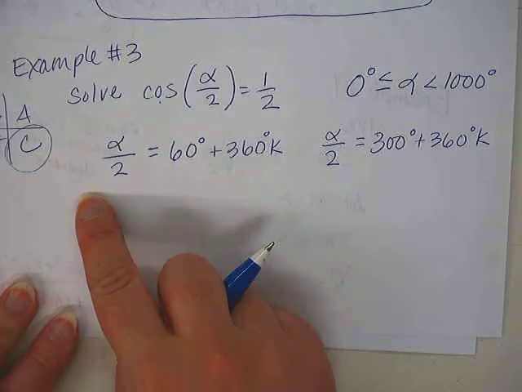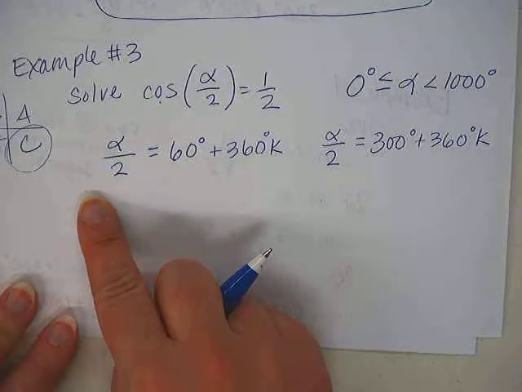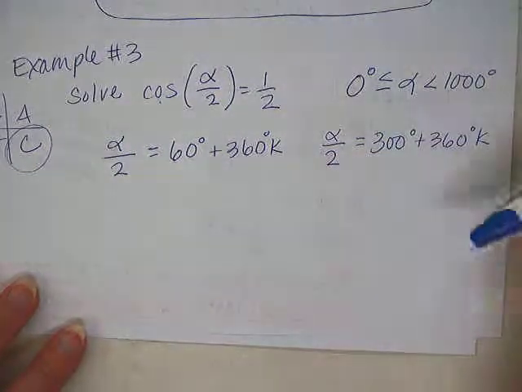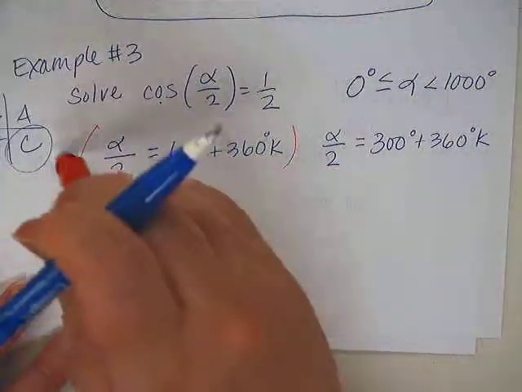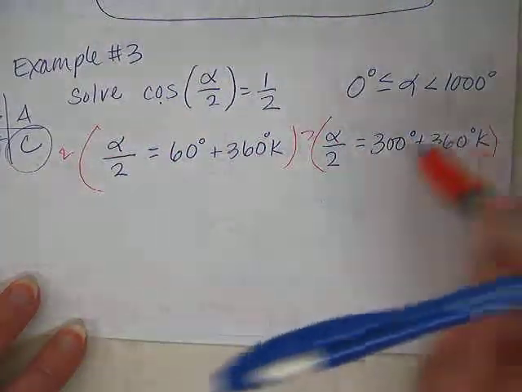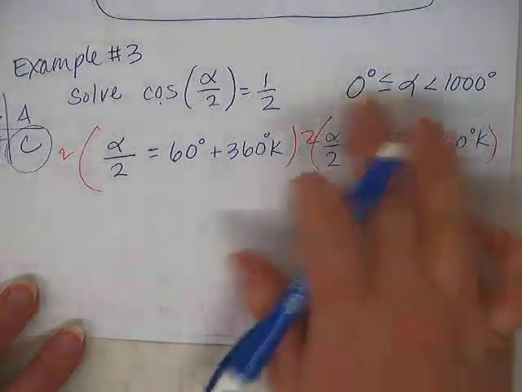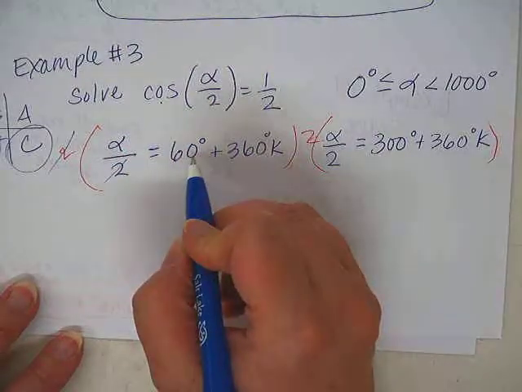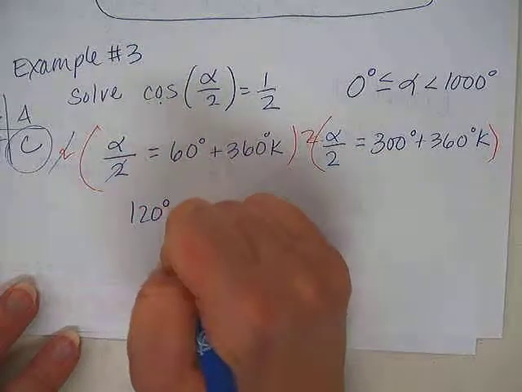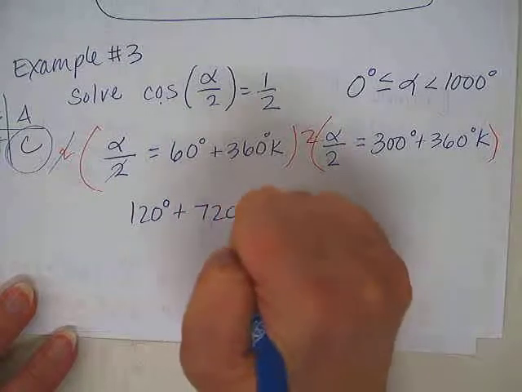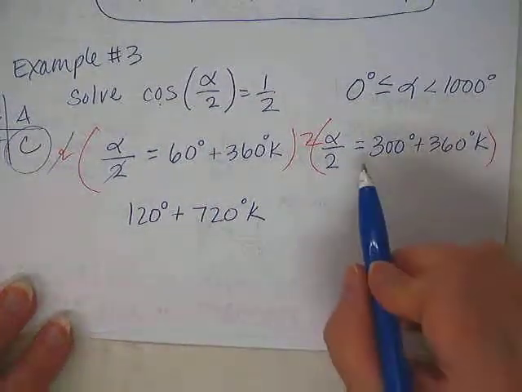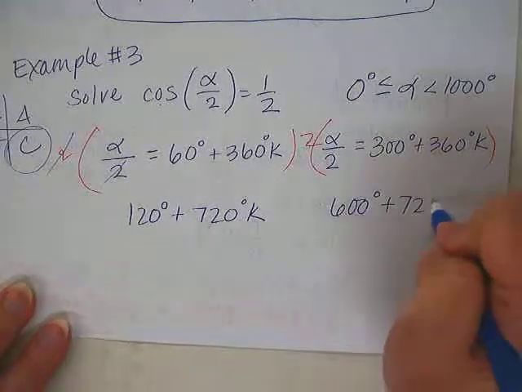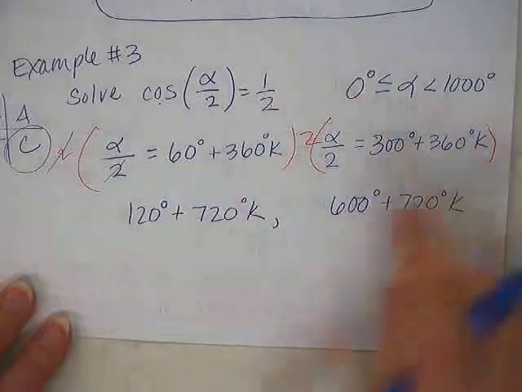Okay. Now we have to solve for alpha. What do we do to solve for alpha? Times by 2 instead of dividing. Now we multiply everything by 2. Now I'm starting to see why they gave us the really strange grouping for our answers. So that 2 cancels that one, and this answer ends up being 120 plus 720k. Okay. This one ends up being 600 plus 720k.